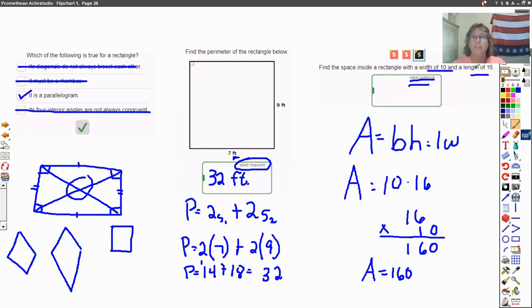But since they didn't give us a unit of measure, then we would just use units. And we would actually multiply units times units, just like we multiplied 10 times 16. And so units times units is equal to units squared. And so we would put that squared mark right there.